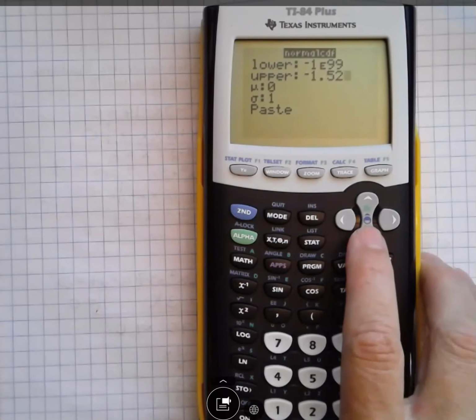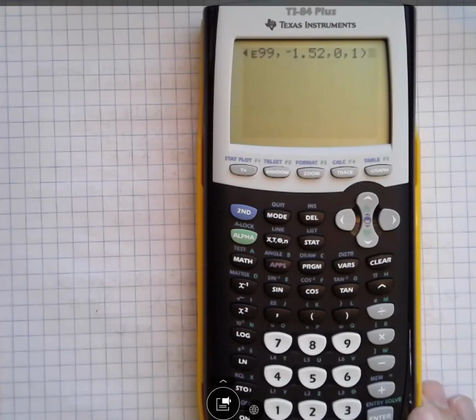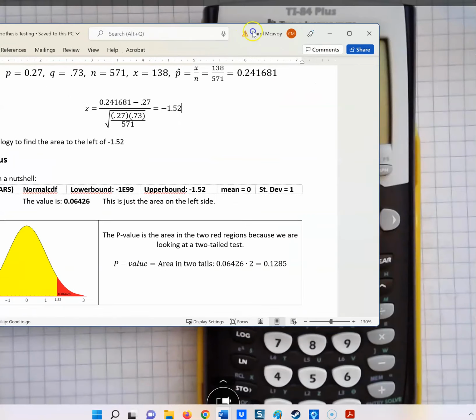I'm going to leave the mean as 0 and the standard deviation as 1, and I'm going to paste this here. I put that all into the calculator and hit enter, and I get that 0.06425 value that I had on the other one. So that's how you use your calculator to find that value.